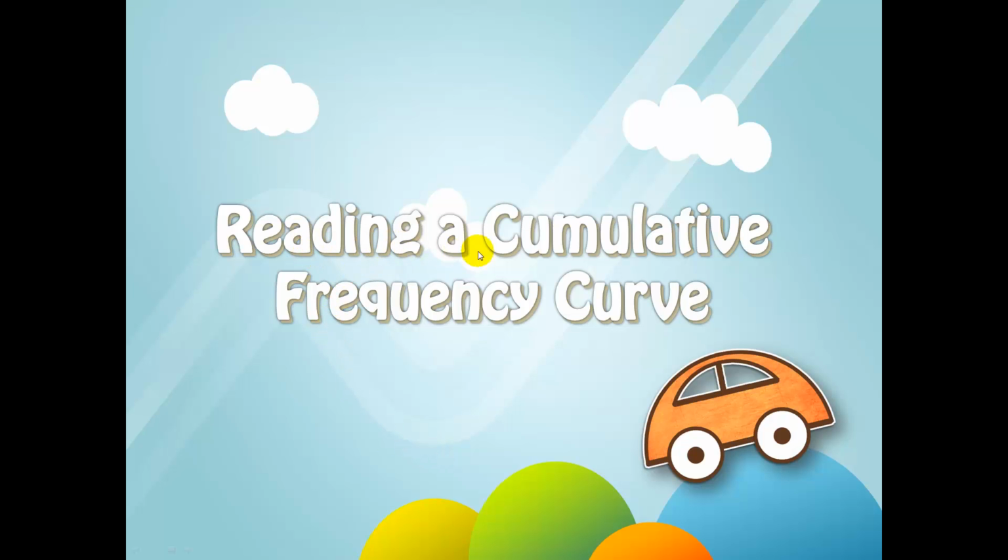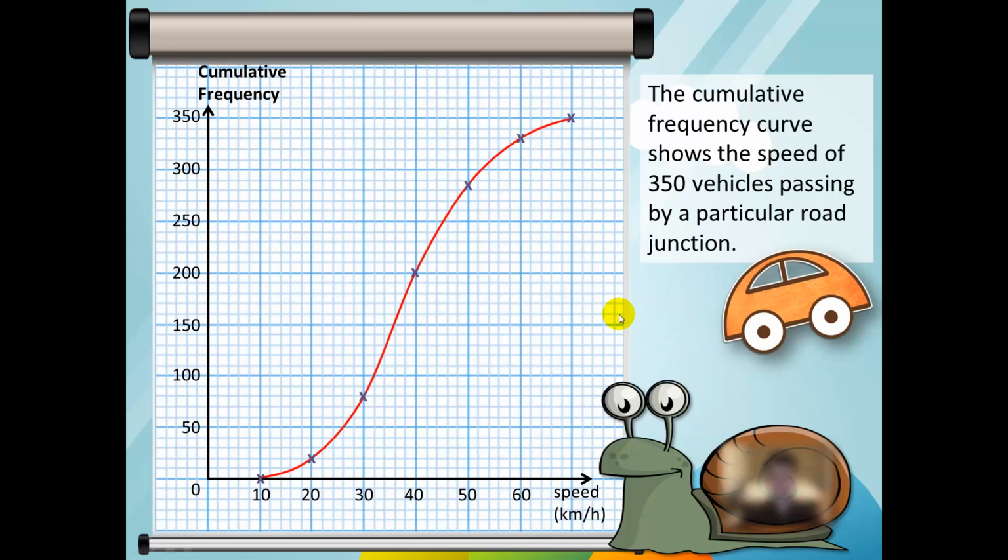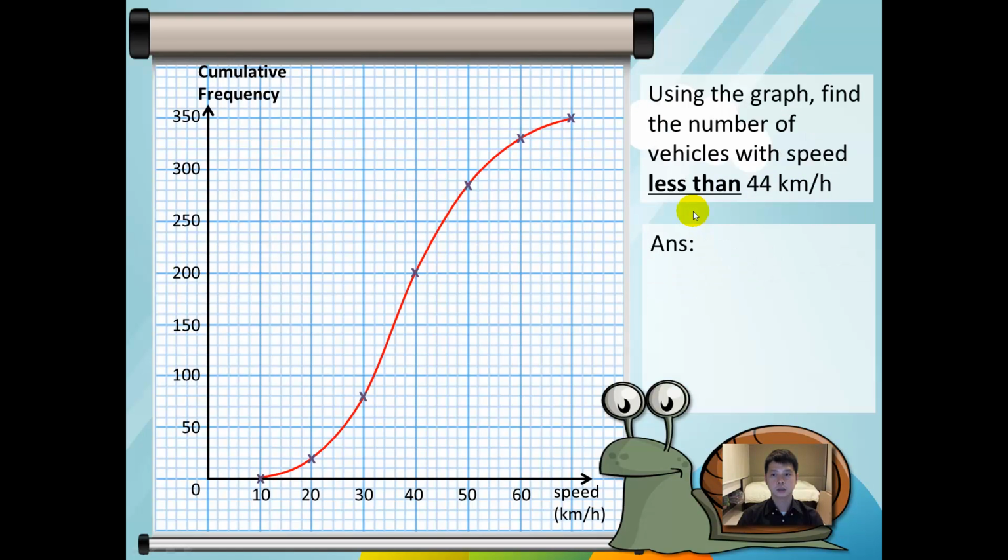We will now look at how to read a cumulative frequency curve. We are given a set of data showing the speed of 350 vehicles passing a particular road junction. The first question is, find the number of vehicles with speed less than 44 km per hour. As you know, 44 is given by this point here, and the number of vehicles is 240. Therefore, we have 240 vehicles with a speed of less than 44 km per hour. Now, do recall that all these values here represent less than.